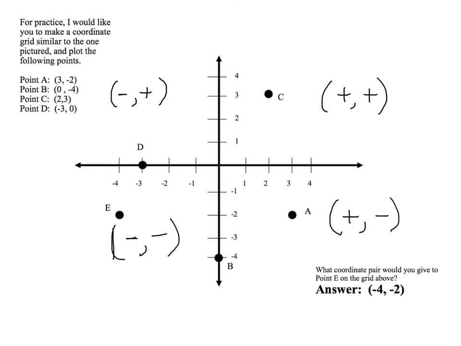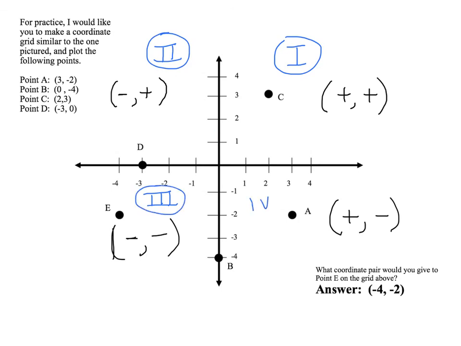Also, not that you need to know this for any tests or anything like that, but just for future reference, these different quadrants are always given names, and they are written in Roman numerals. This is quadrant number 1. This is quadrant number 2. This is quadrant number 3. And this is quadrant number 4.